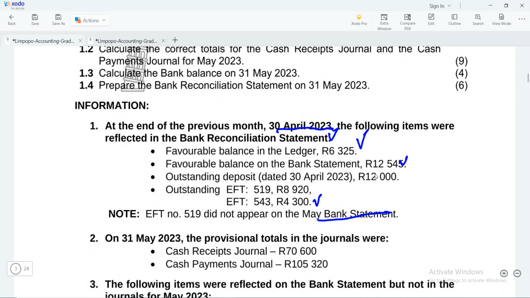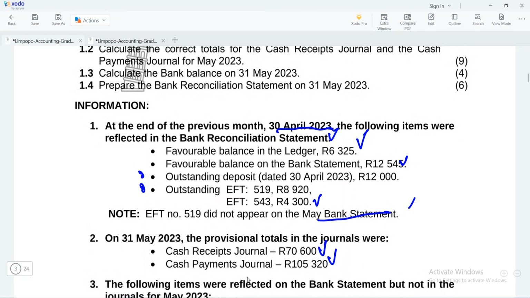And remember, they said EFT number 519 did not appear on the May bank statement. So this deposit, because they did not mention anything about it, according to me it means that this deposit has already appeared, because they were going to tell us that it did not appear on the current bank statement, but we will hear also from the information. So I will note this 519, this outstanding EFT and outstanding deposits. Okay, we'll come back to it. So we have also dealt with these totals, meaning that we are safe for now.